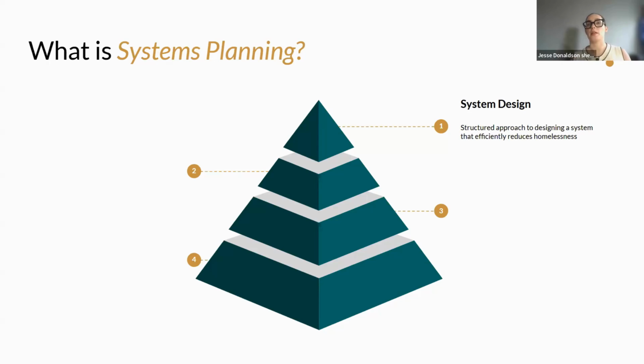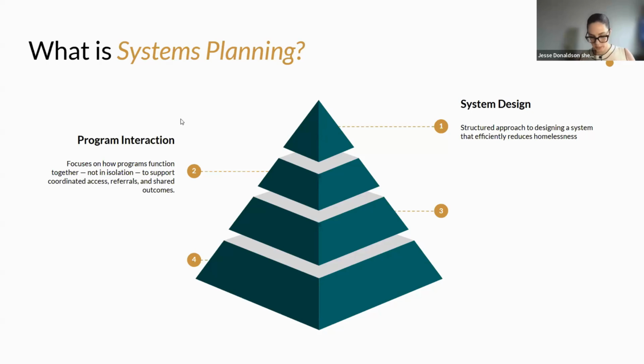And it's simple. It's 4 concepts. So systems design, that you take a structured approach to designing a system that efficiently reduces homelessness. And there's a whole bunch of factors at play, whether they're macroeconomic factors or program efficacy factors, that are going to create the result that you see day to day.